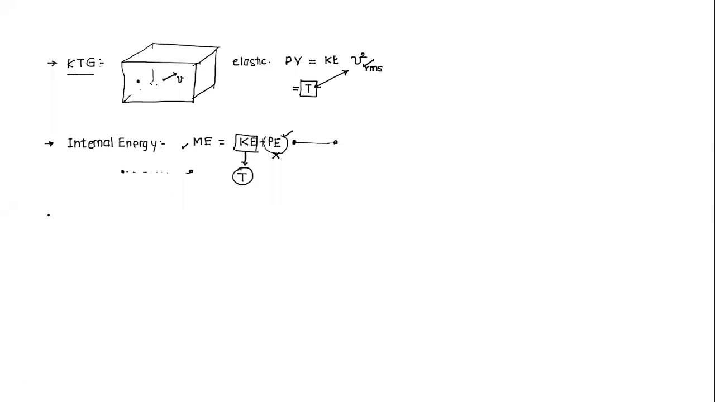So what is temperature? Temperature is an indication of internal energy. Internal energy is the sum of potential energy plus kinetic energy. Potential energy is taken to be negligible. So what we understand from internal energy is kinetic energy. But kinetic energy we can measure in terms of temperature. So temperature is a direct indicator of the kinetic energy of all gas molecules put together. And how do we relate the kinetic energy?